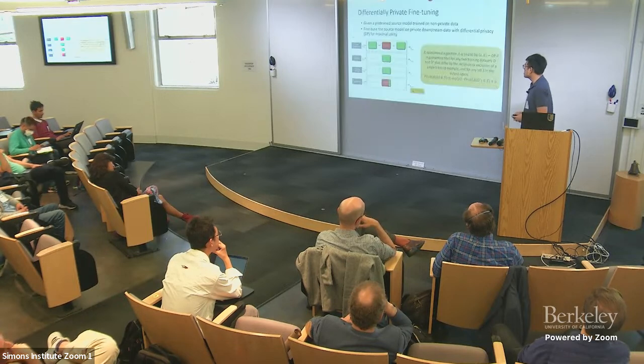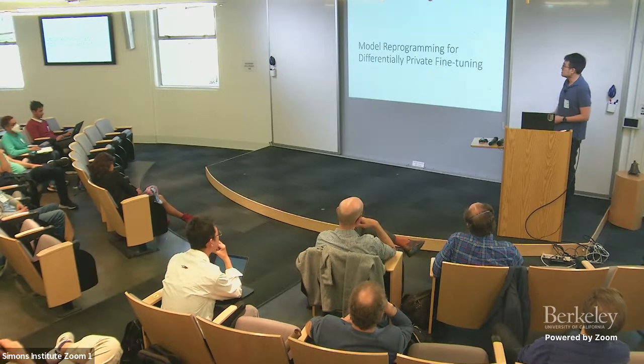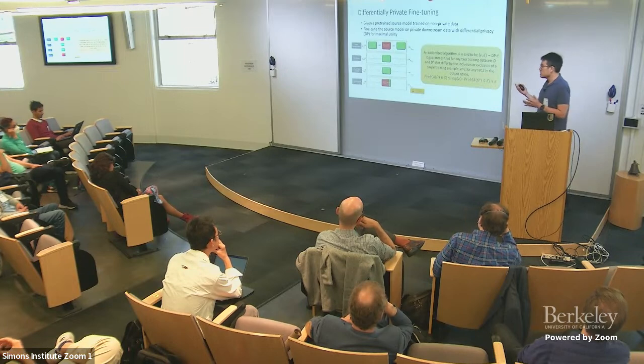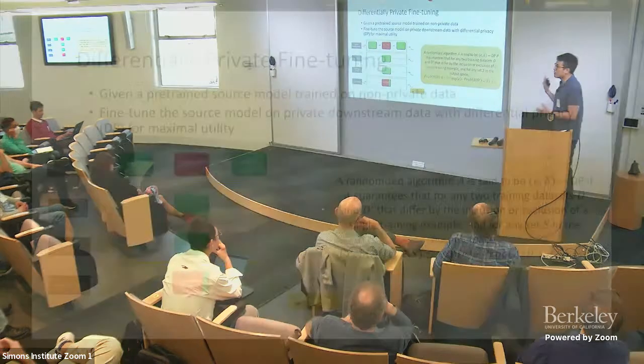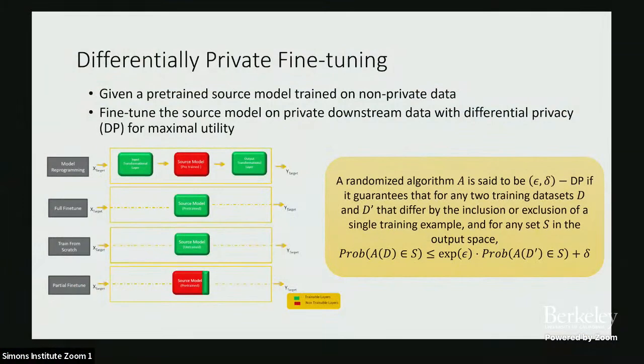Okay, so how does this have anything to do with differential privacy? Now we want to explore the potential of using model reprogramming in the field of differential privacy fine-tuning. So the setup is, again, I have a pre-trained source model that is trained on non-private data. And now my downstream task is some privacy-sensitive data, and I'm going to train the model to maximize the utility on the downstream task, but with some differential privacy constraints.